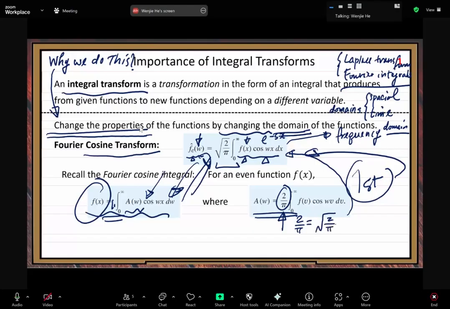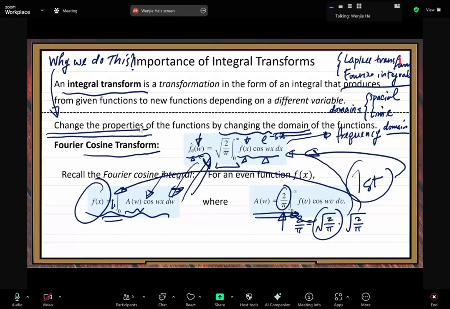Pi over square root of pi over 2, another square root pi over 2, okay? So one square root you put at the transform side, another square root part you put at the inverse transform side. In that way, you make your pair of transforms, the transform and inverse transform, in a nice, balanced way.